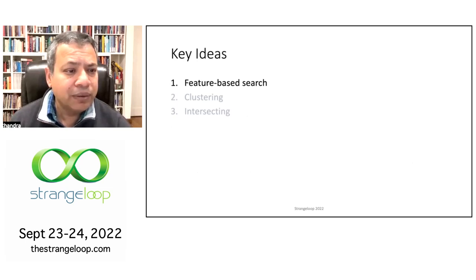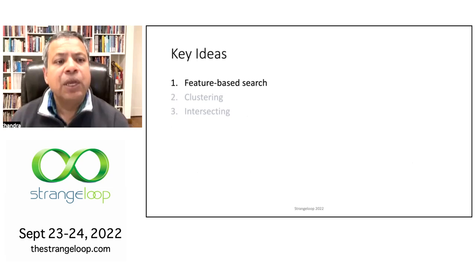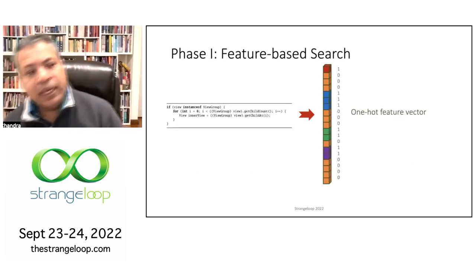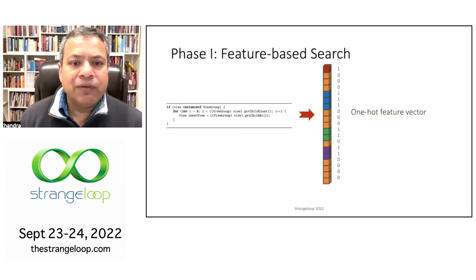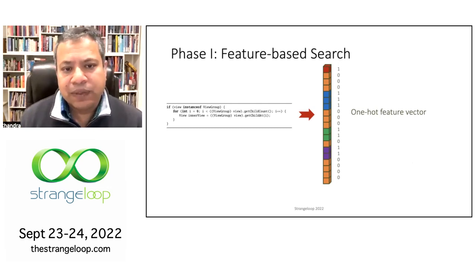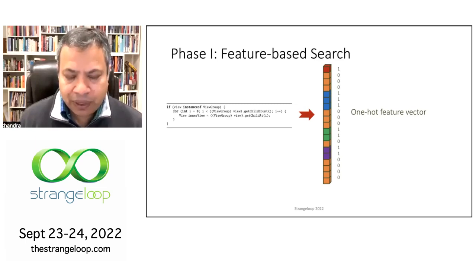And I'm not going to talk a lot about clustering and intersecting, but let's look at feature-based search. So first thing we do is, given a code fragment, we are going to create what is called a one-hot feature vector. And this is just a large vector where each feature is either there or not there, shown by binary values. And we are going to assemble such a vector carefully ourselves.